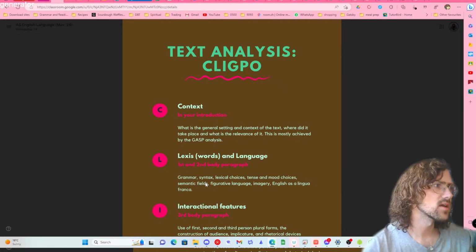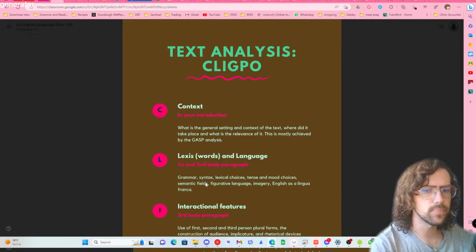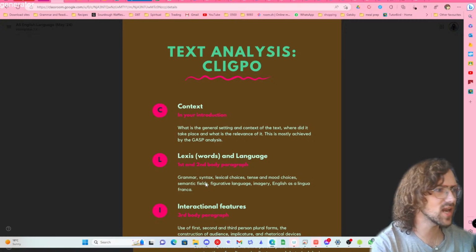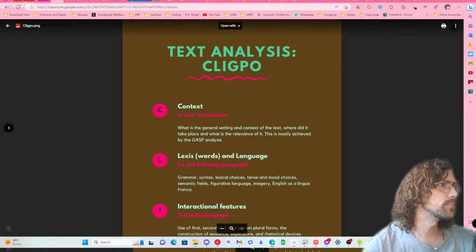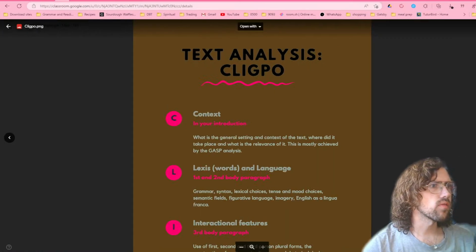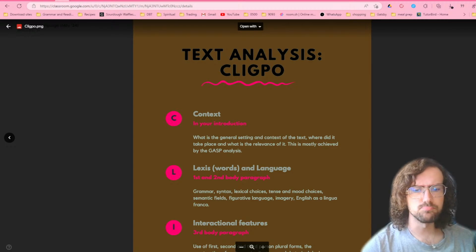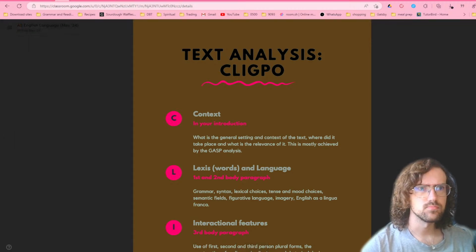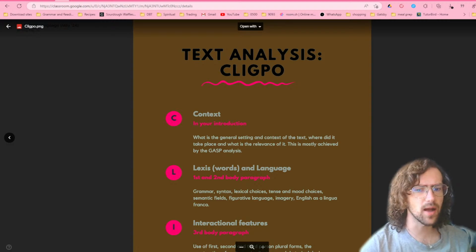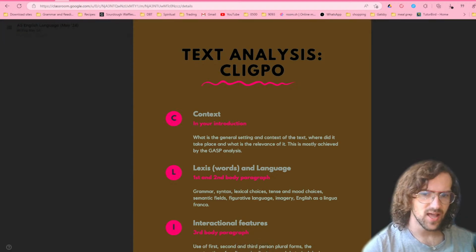So semantic fields is a group of words. So if I have a semantic field relating to love, I'm going to say things like cherish, adore, appreciate, soulmates. Those are all semantic fields relating to love. So it's basically just like a group of words.